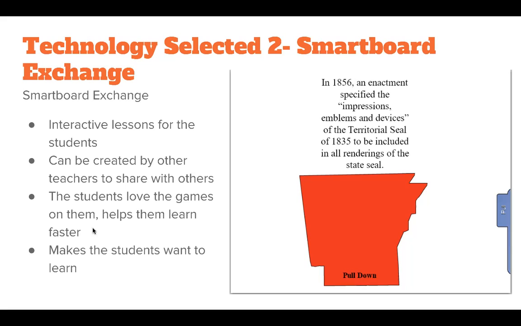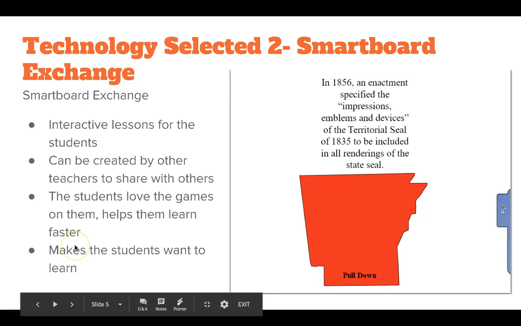The second technology I selected is the Smartboard Exchange. This has interactive lessons for students, and other teachers have created them, so it's really beneficial for everybody. These can be created by other teachers to share with others, like I said, and the students love the games on them, and it helps them learn faster. The more interested they are, the more they are like little sponges and absorb that knowledge. And it makes sure the students want to learn.